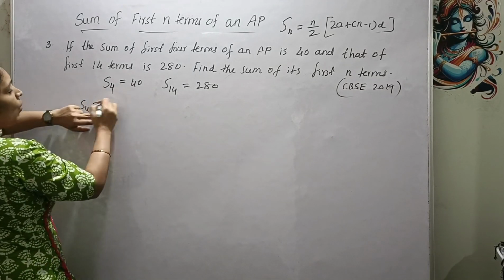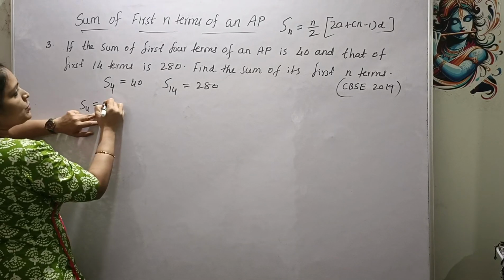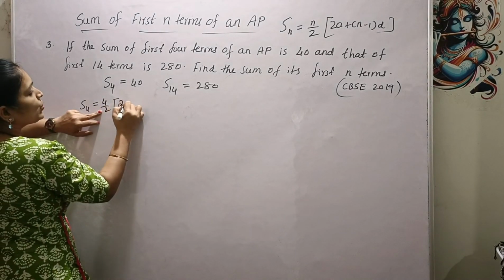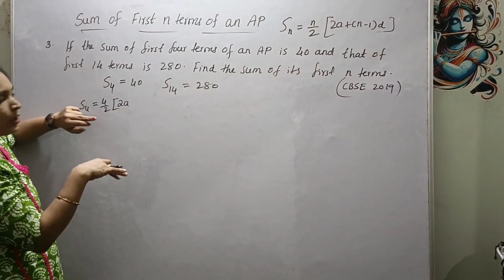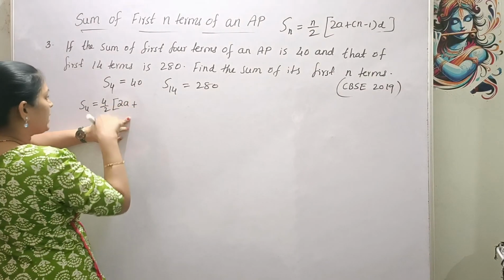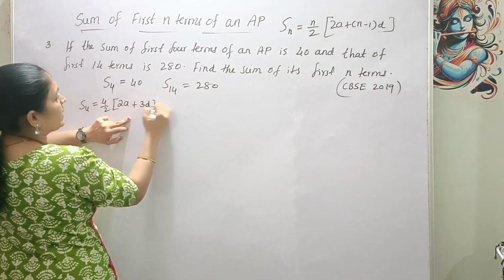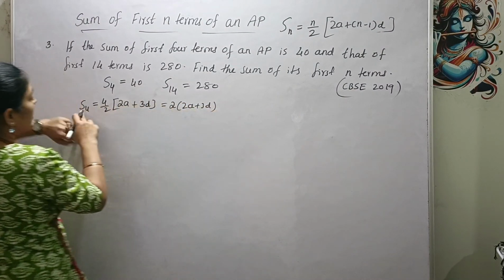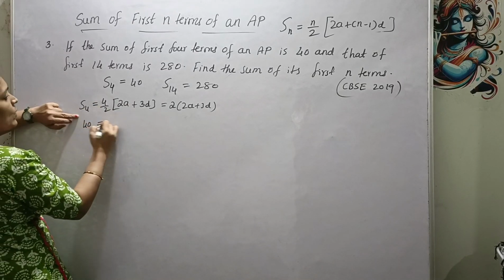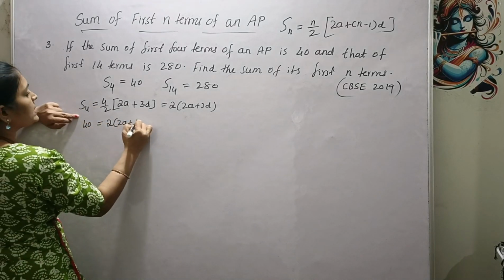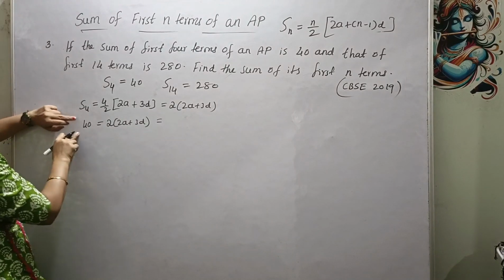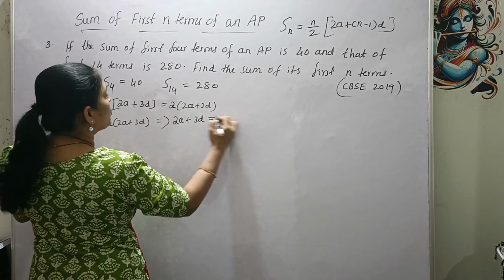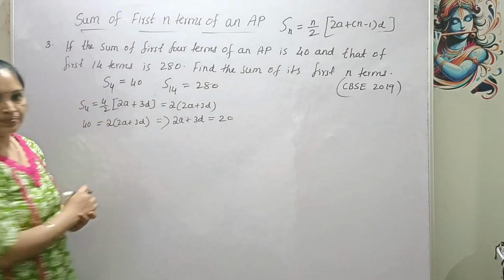S4 is equal to, how to write? Apply the formula. Substitute n is 4: 4 by 2 into (2a plus (n minus 1)d), that is 4 minus 1, that is 3d. That is equal to 2 into (2a plus 3d). So what is S4? 40. So 40 is equal to 2 into (2a plus 3d). That implies 2a plus 3d is equal to 40 by 2, 20.